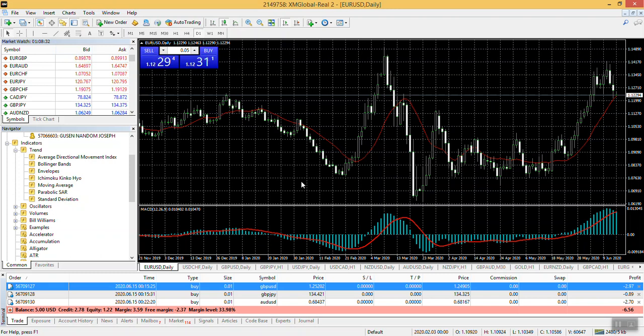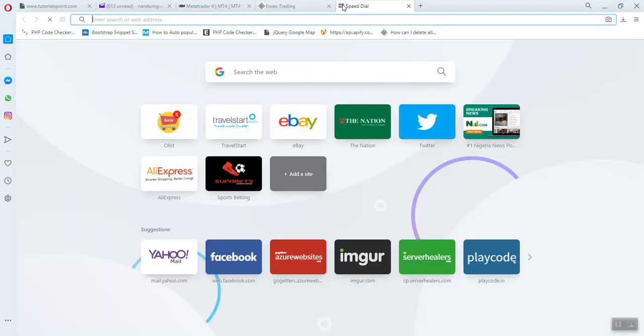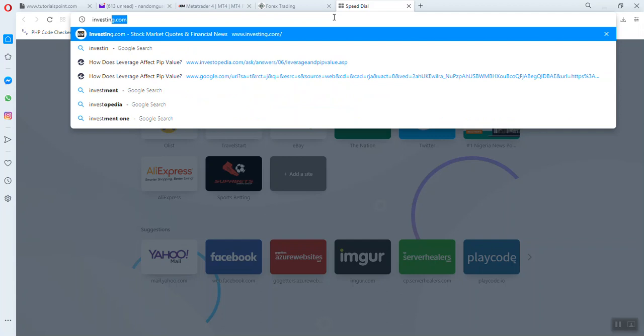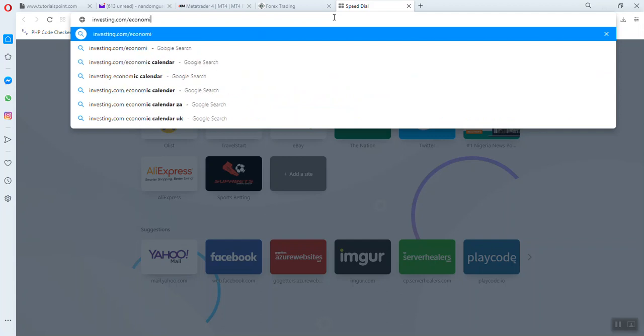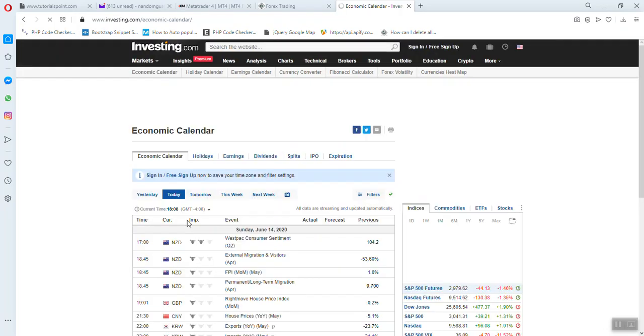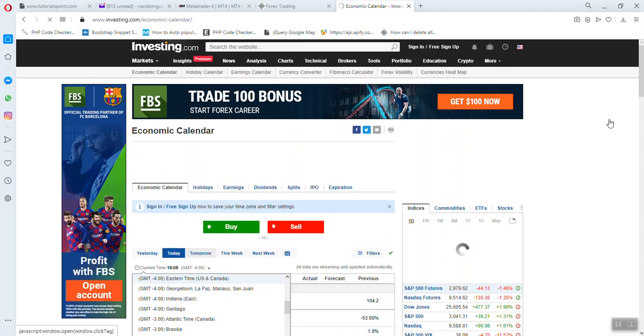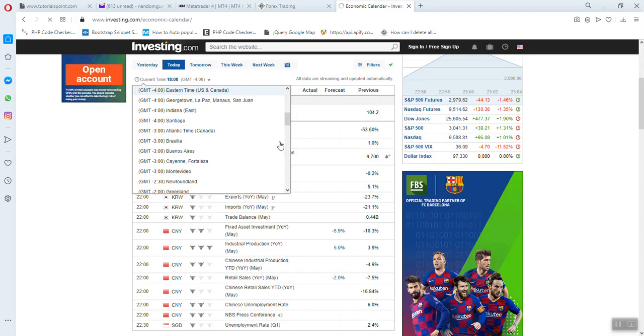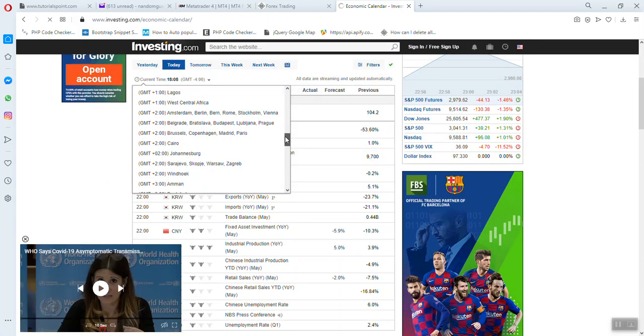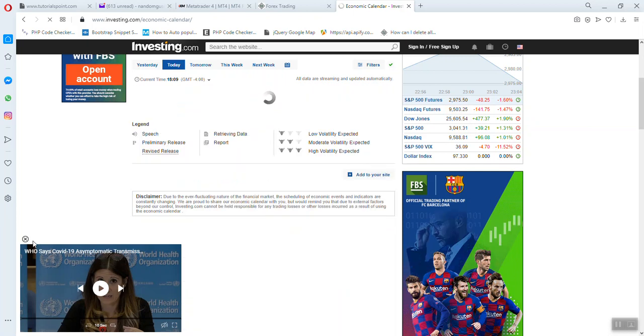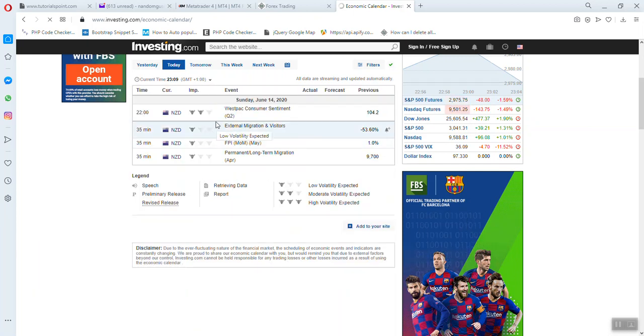Now, what causes these trends? What causes these trends is what we call the news. So here we have investing.com/economic calendar. These are the things that cause the news, the trends. Here you change the time zone to our Nigerian time zone. Look at it. You change to Lagos. This is Lagos, and then it will give you the news for today.